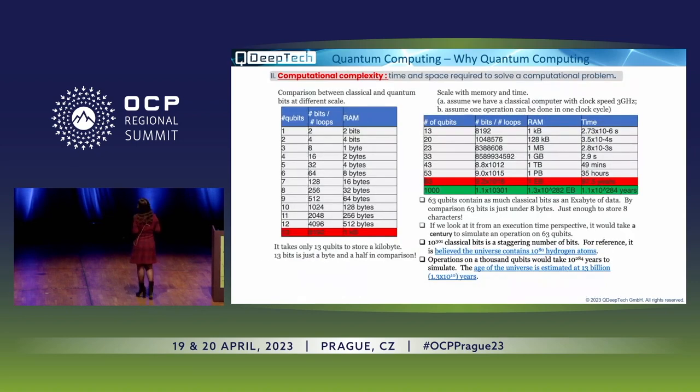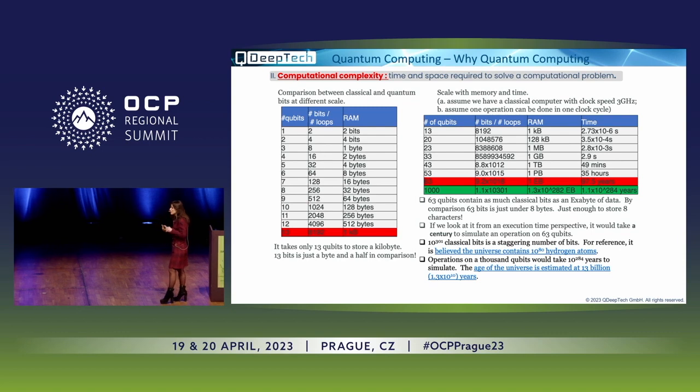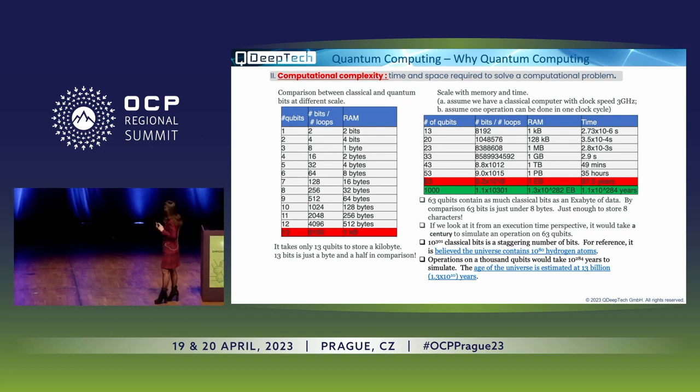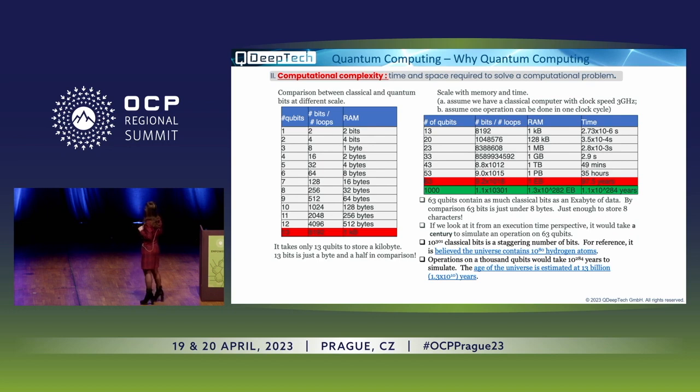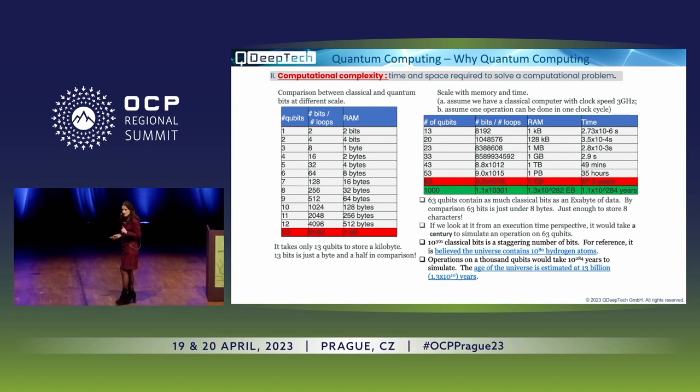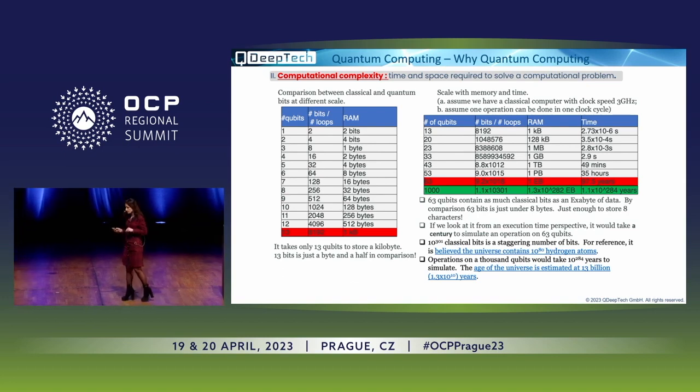The second reason is computation complexity. What I show here is, if I have 63 qubits, they are in comparison with bits like 10 to the 18 bits. It's missing a power of 18 here. They need 1 exabyte of memory in classical computation, and I need 100 years to run a computation in the classical world when I have only 63 qubits in quantum computing. And if I go to 1,000 qubits, I end up with a time to run the computation where the age of the universe is 30 billion years, it's 10 to the 10. So this is the second reason why the world is thrown into this quantum computation.